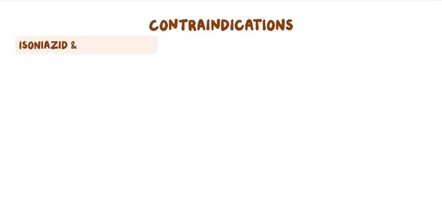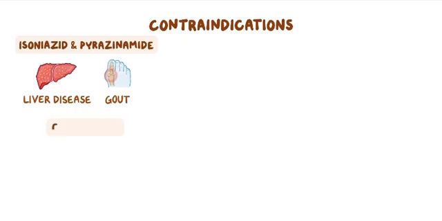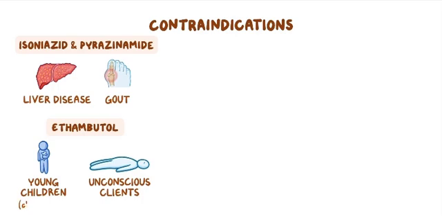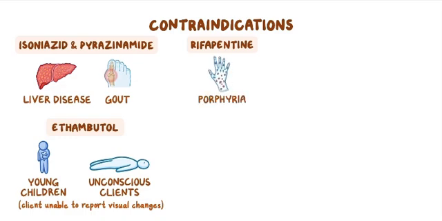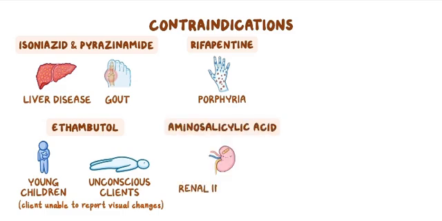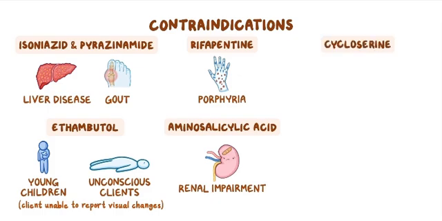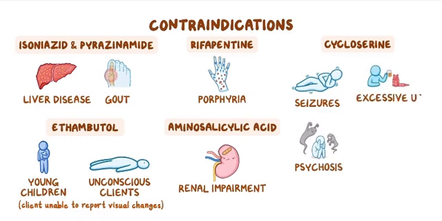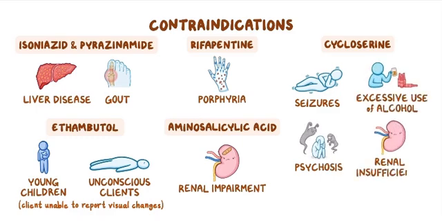Specifically, isoniazid and pyrazinamide are contraindicated in clients with liver disease and gout, while ethambutol is contraindicated in young children, unconscious clients, or any client who is unable to report visual changes. Rifapentine is contraindicated in clients with porphyria, a condition in which the body has difficulty making heme, and aminosalicylic acid is contraindicated in clients with renal impairment. Cycloserine is contraindicated in clients with a history of seizures, psychosis, excessive use of alcohol, or renal insufficiency.